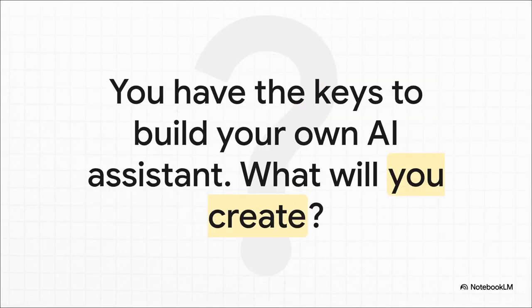So there you have it. You now have the keys to the kingdom. You know how to program an agent with your own words, give it a perfect memory, and hand it the tools it needs to take action in the world. You can literally build your own AI assistant. So the only question left is, what are you going to create first?